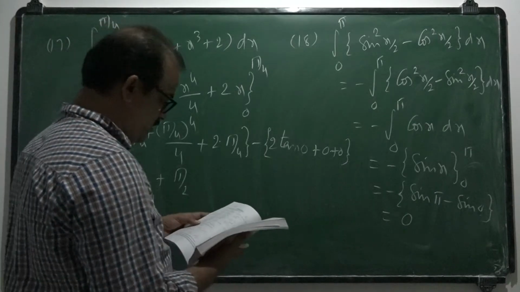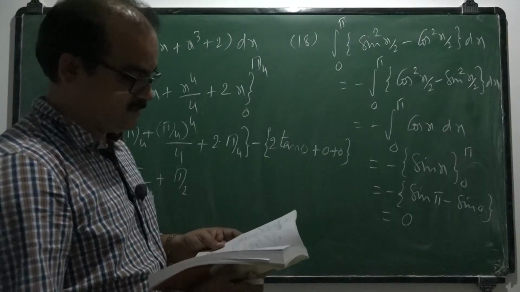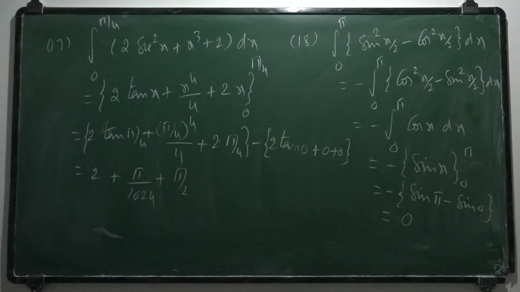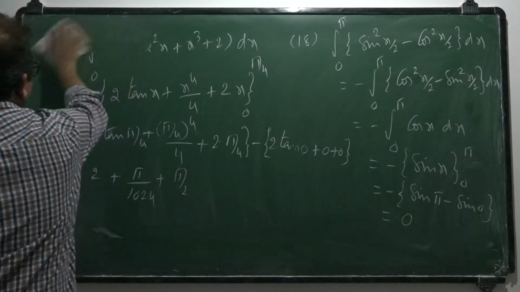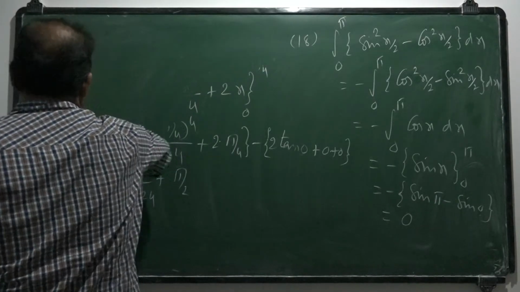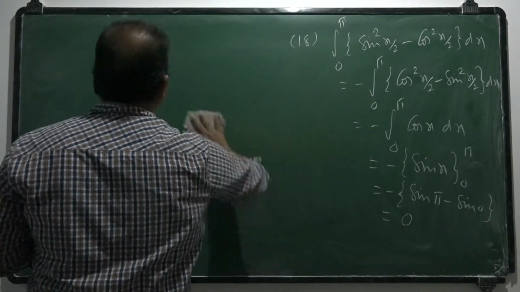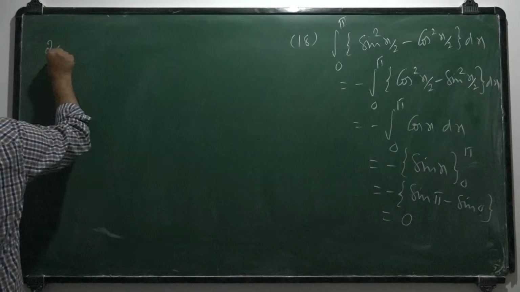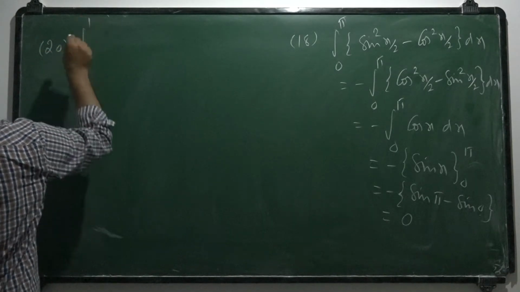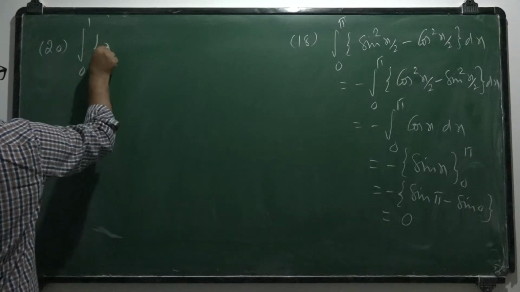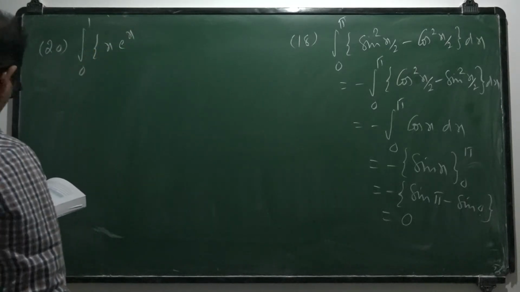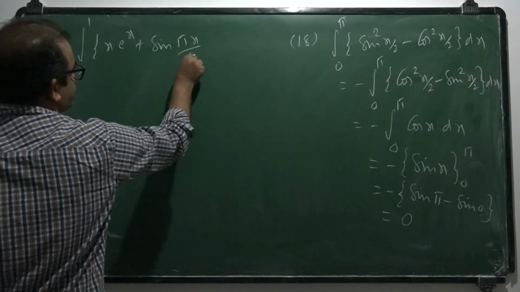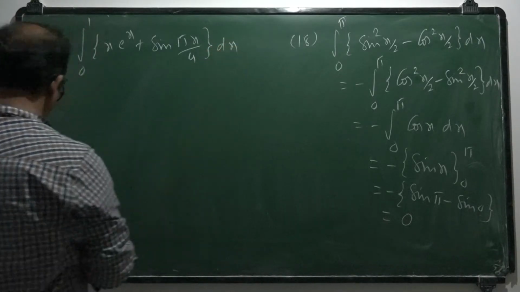Nineteenth problem was already completed in the last class. So we go to the 20th one. Integral 0 to 1 of x into e power x plus sine of pi x by 4, dx.